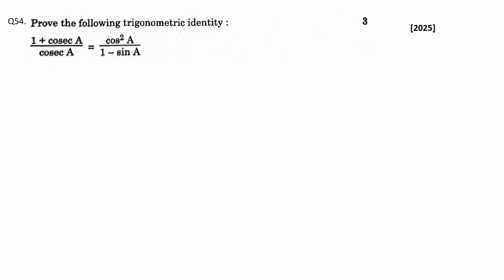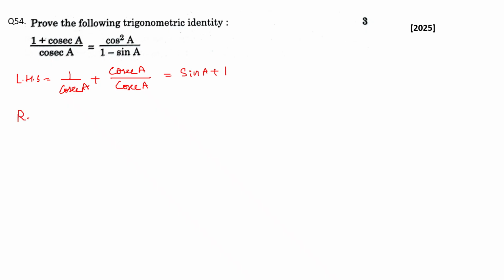Question 54. Here also you have to prove the following trigonometric identity. So LHS is 1 plus cosec A by cosec A. So I am going to divide it here. I am going to split. So 1 by cosec A is sin A and cosec A by cosec A is 1.